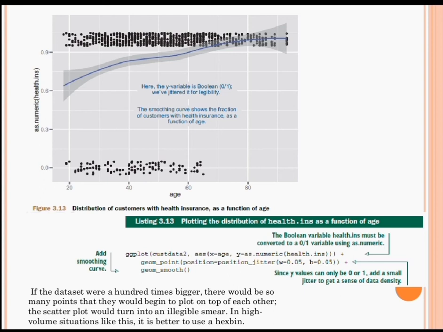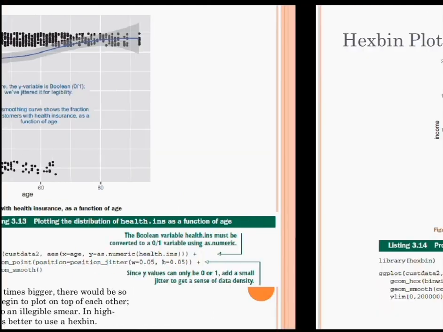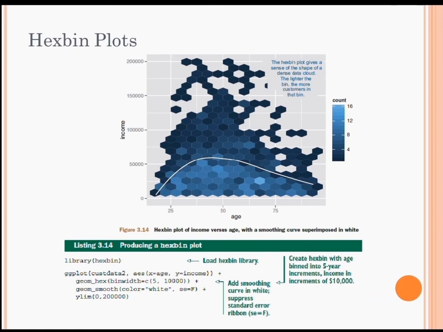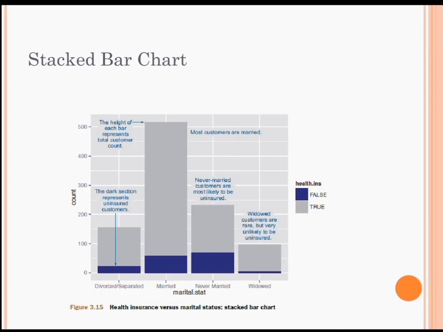If the data set were 100 times bigger, there would be so many points that they would begin to plot on top of each other. The scatter plot would then turn into an illegible smear. In high volume situations like this, it is better to use a hex bin. This is the example of a hex bin which has been plotted on income versus age with a smoothing curve superimposed to show the difference.